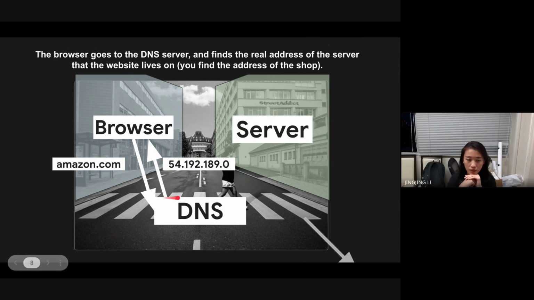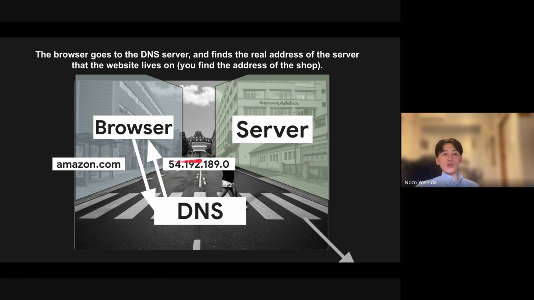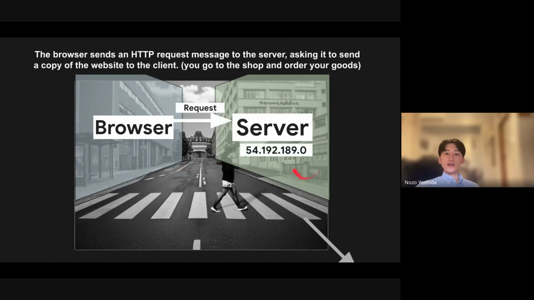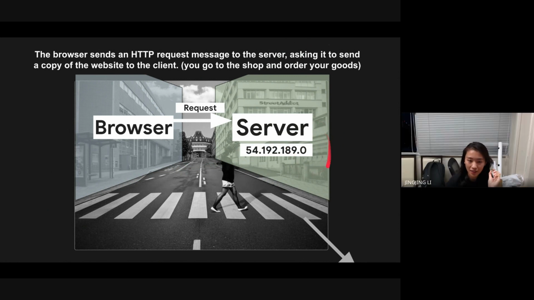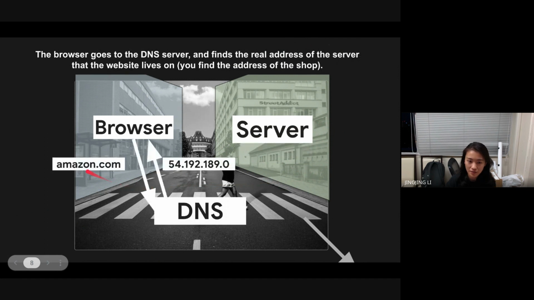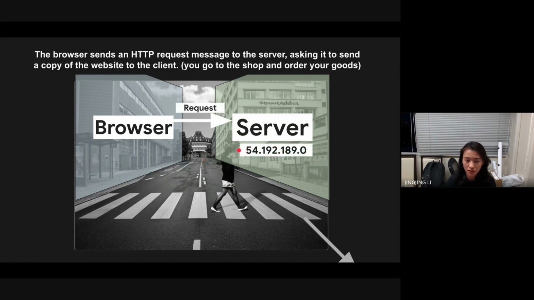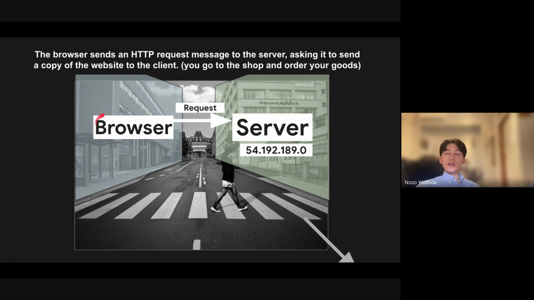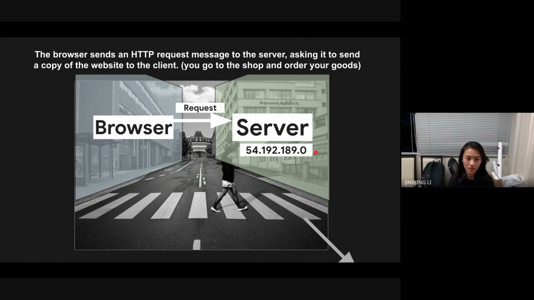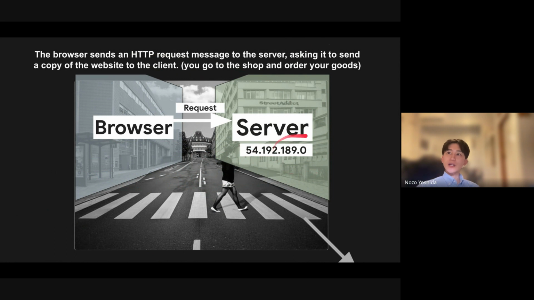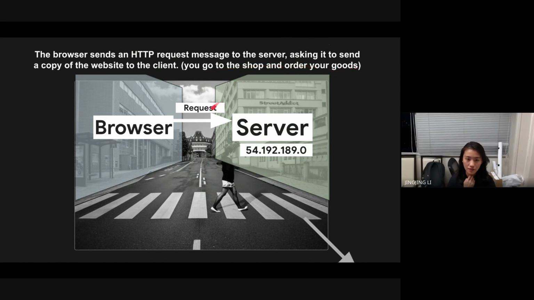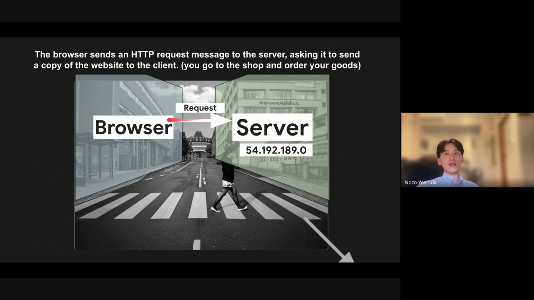With this information, you can find the destination. This is the shop location. Because I write the specific address, the browser can locate the address on the internet. The browser can find the specific location of the shop, right? Yes, so you can arrive at the shop and order the goods you want. Like, can I have something? That is like a request.